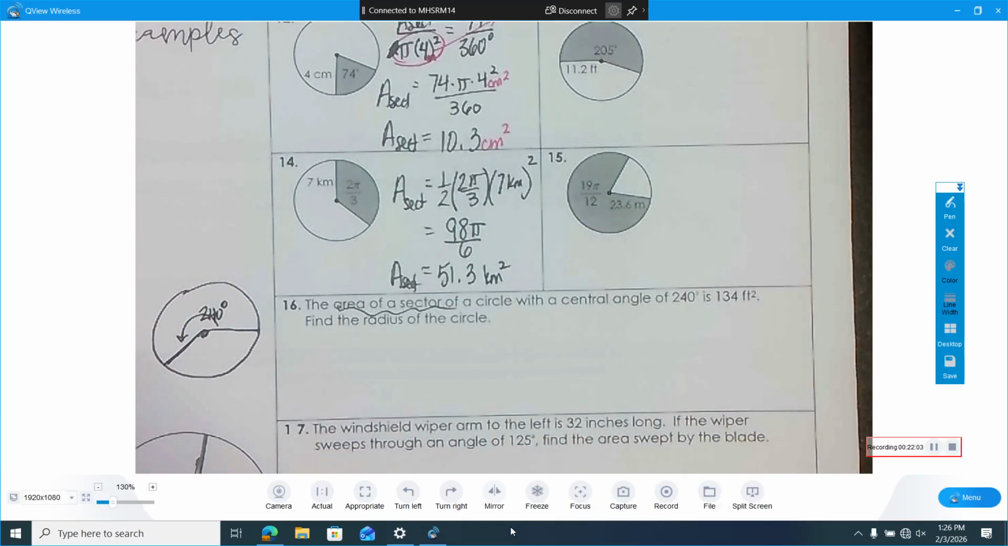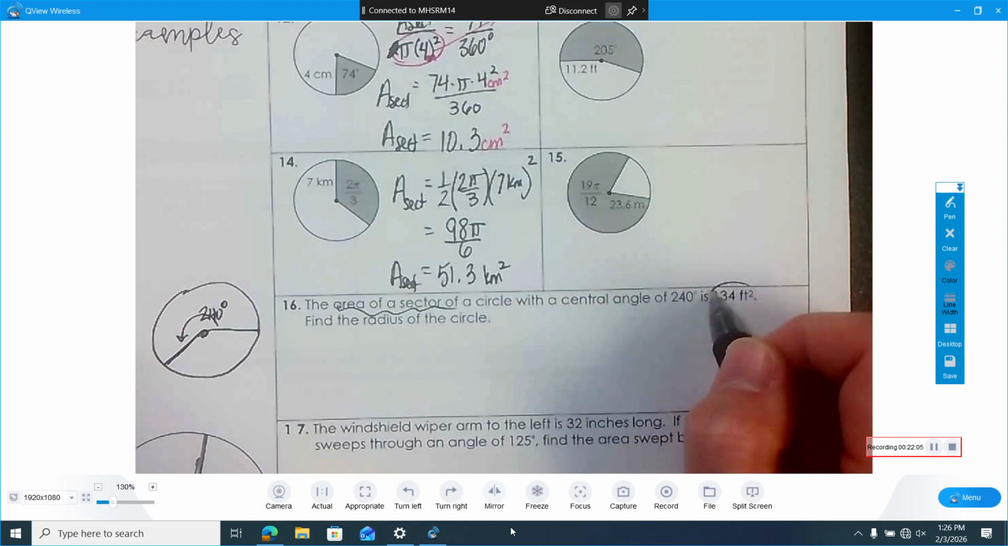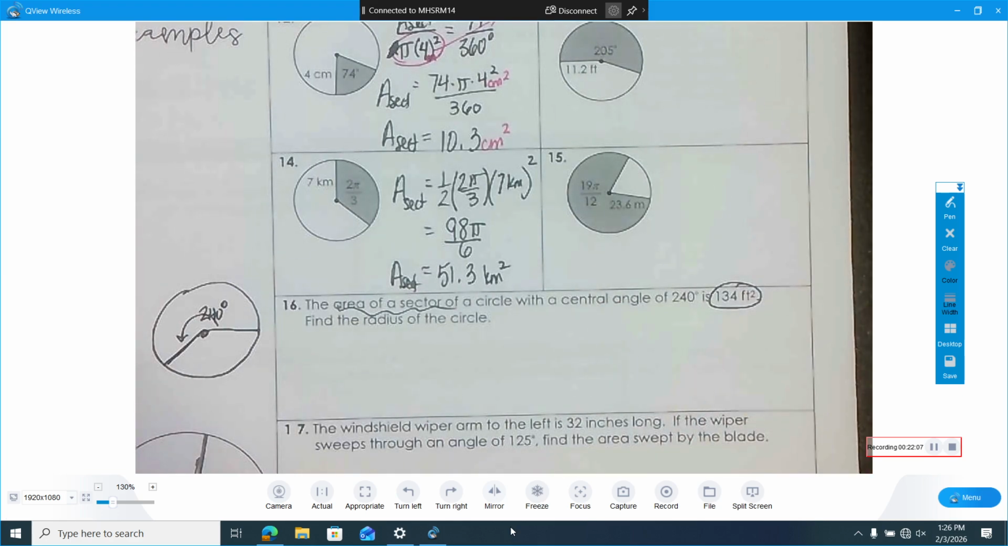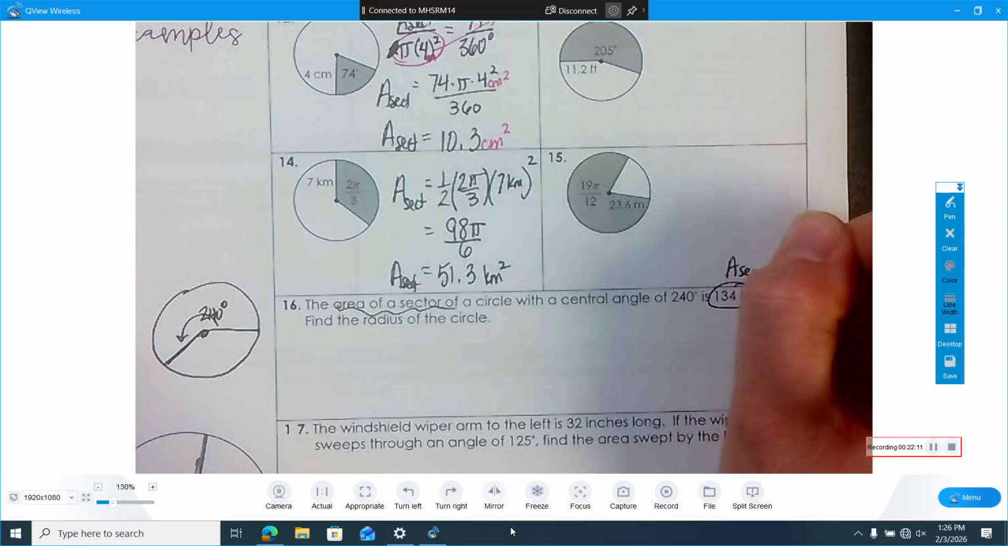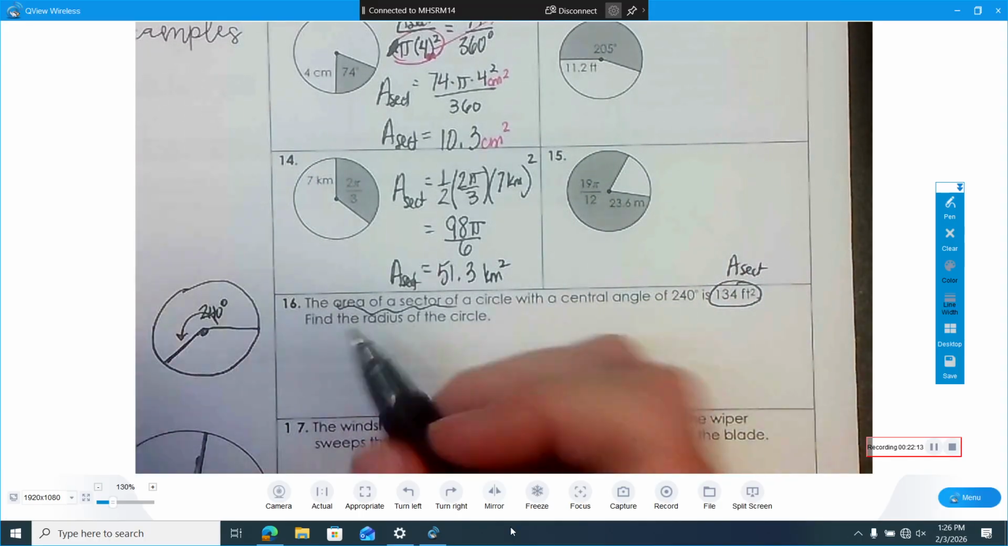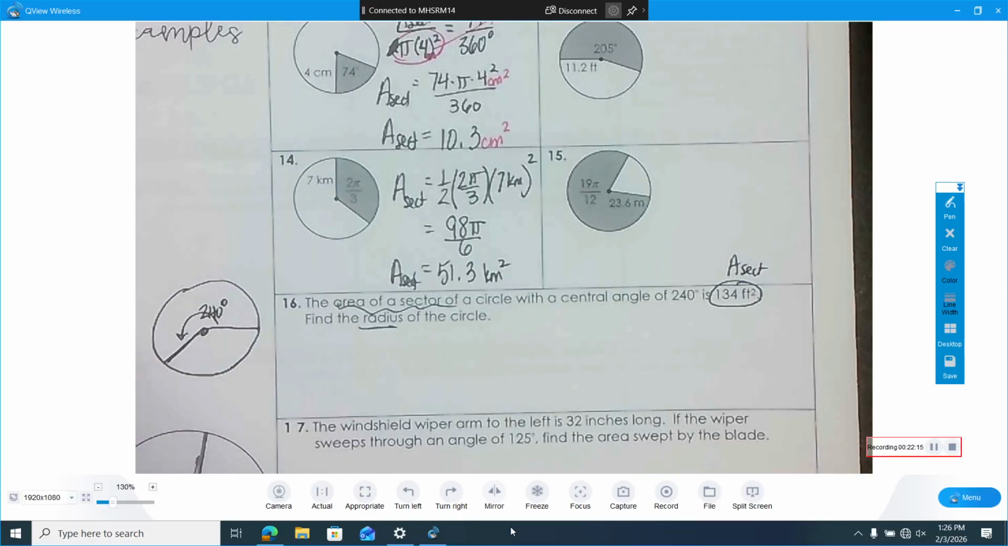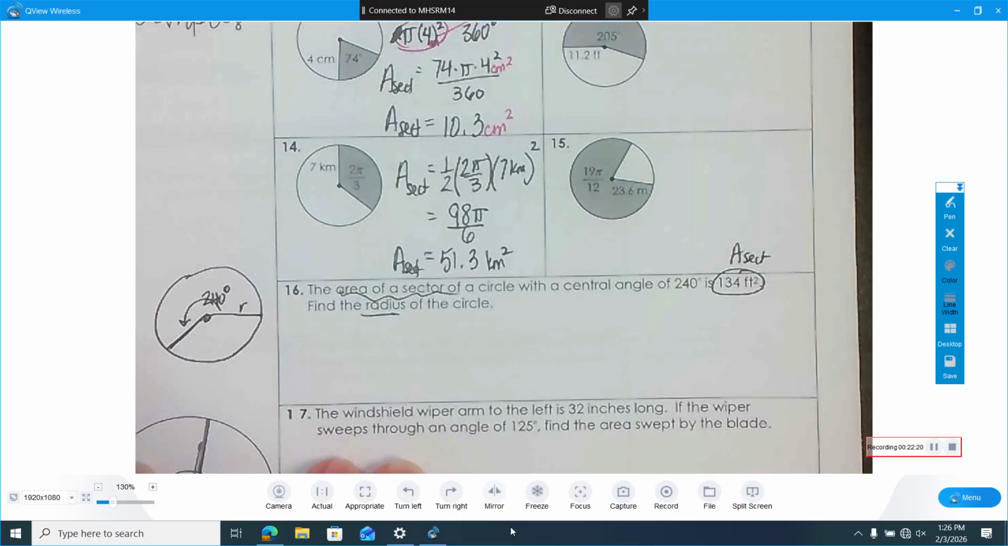And what is this number? What is this 134 feet squared? That's the area of the sector, right? And we want to figure out r. Find the radius of the circle. That's what we're trying to figure out. So what should we do? Which formula do you want to use?